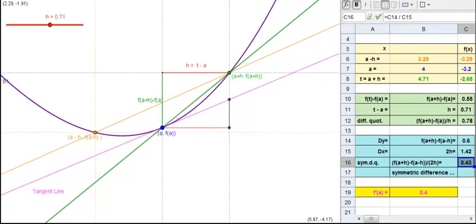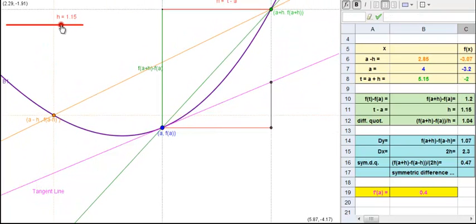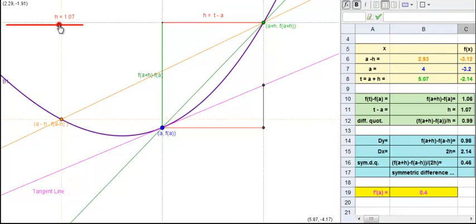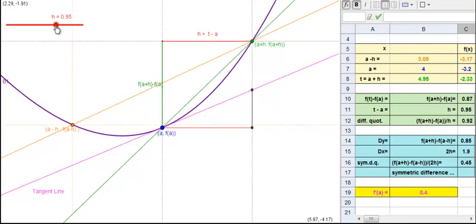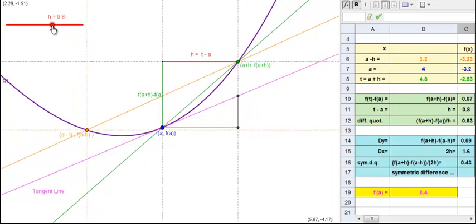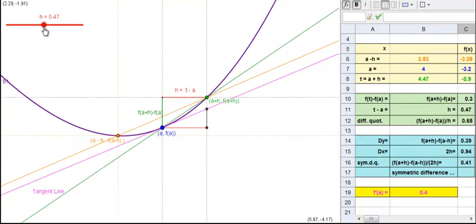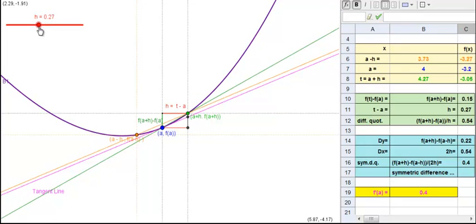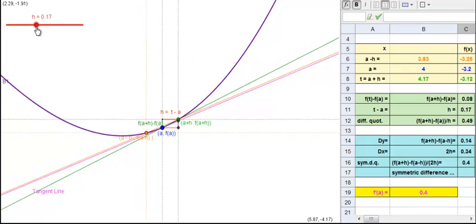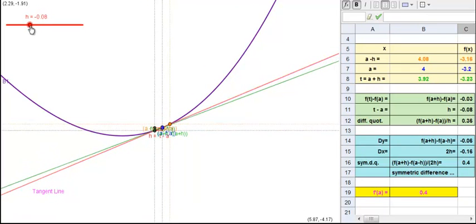So you should see those as I let h, so h start out here, let it get closer and closer to 0, and you should see those, both the difference quotient and symmetric difference quotient, getting closer and closer to 0.4. Okay, we're really close now on the symmetric difference quotient.